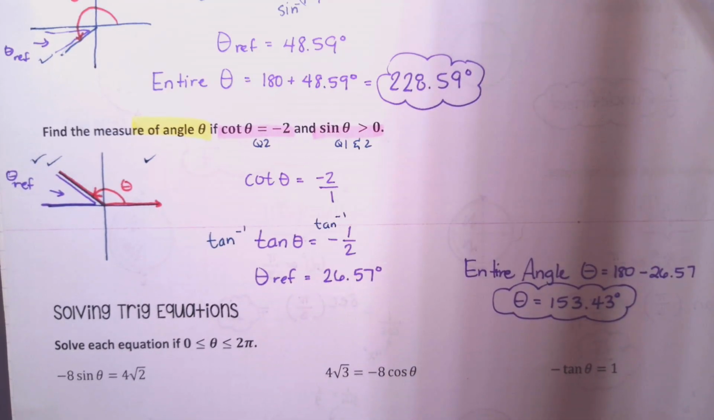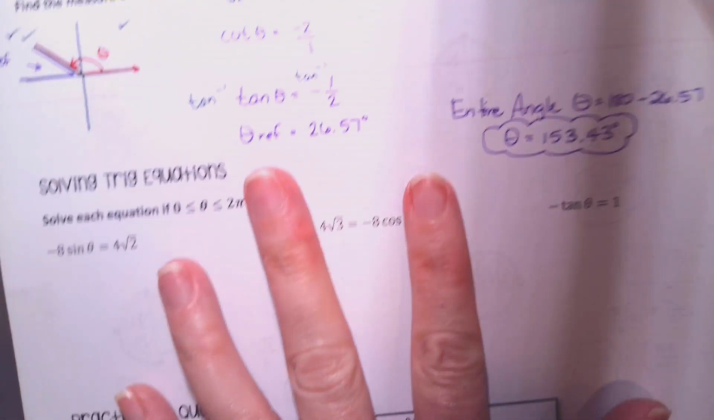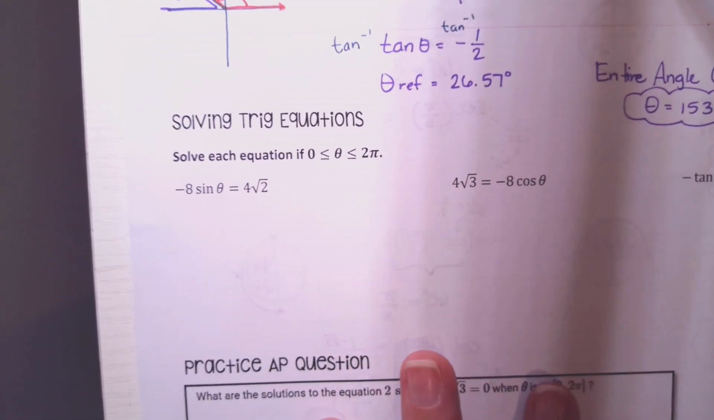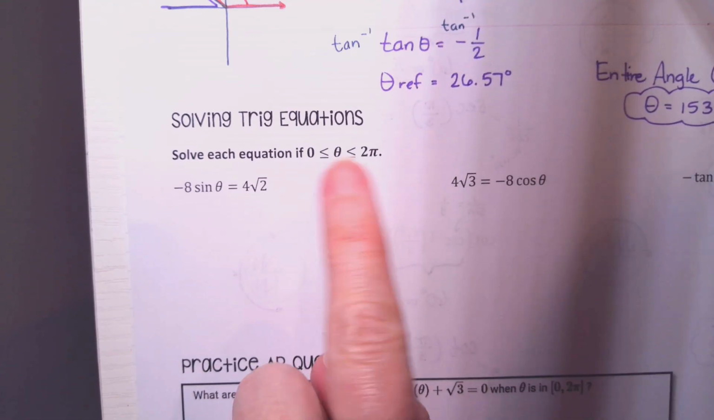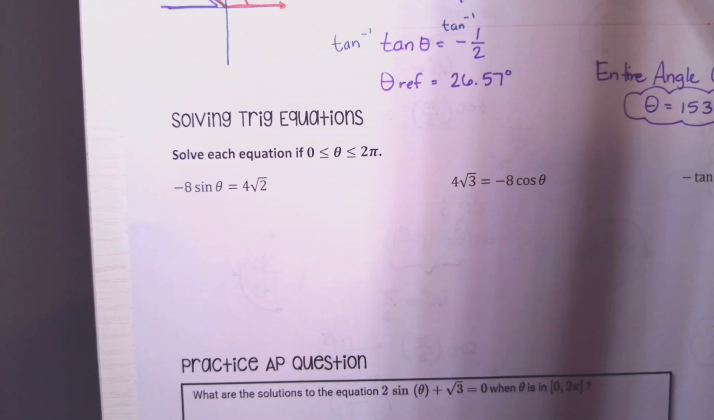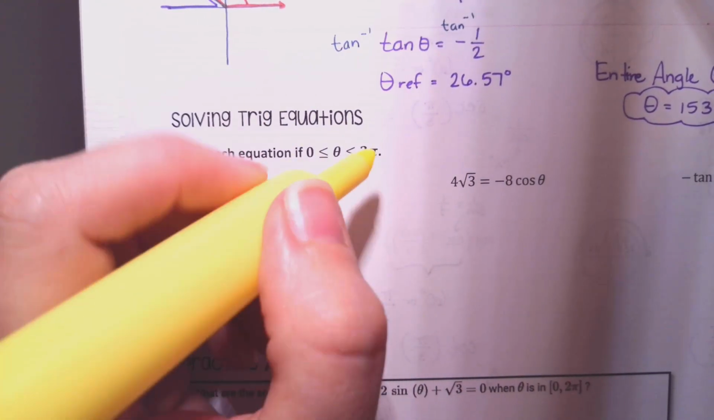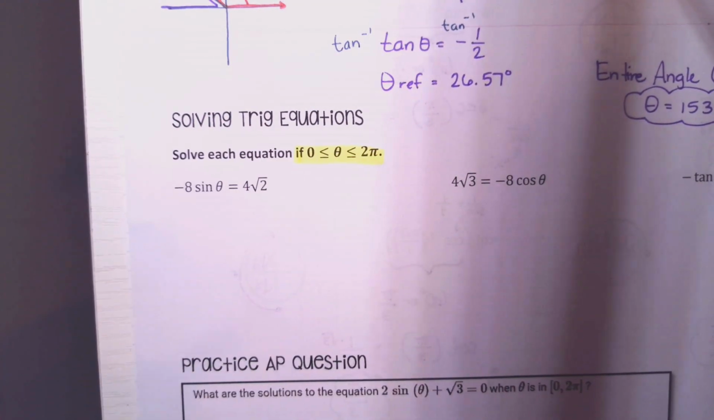Okay, last little section, we're going to solve some little baby trig equations. And anytime you solve a trig equation, they're going to tell you the range that you're allowed to look in, or the domain you're allowed to look in. So on this one, it says solve each equation if theta is between 0 and 2 pi. So our angle is between 0 and 2 pi. Or angles, could be two answers.